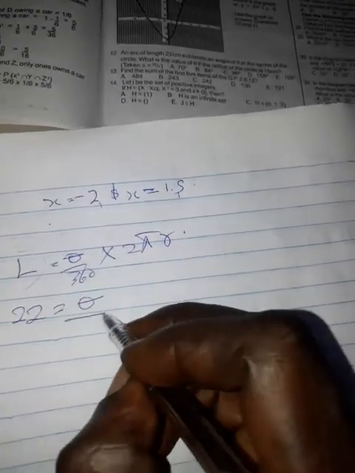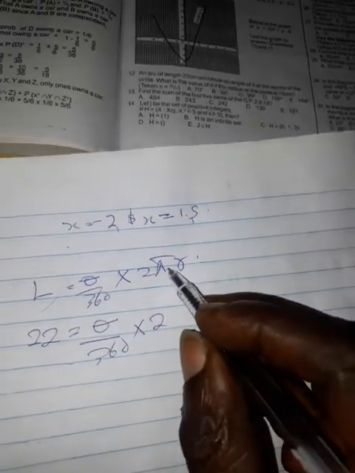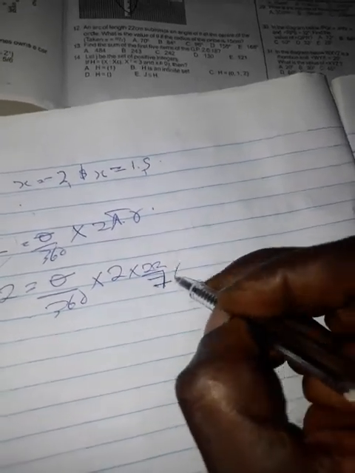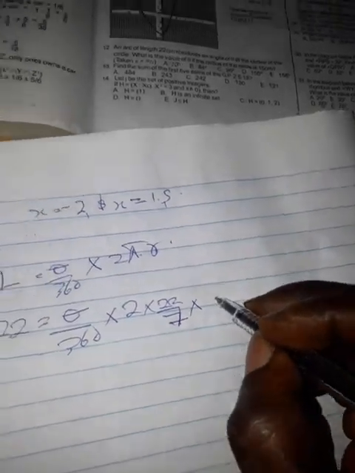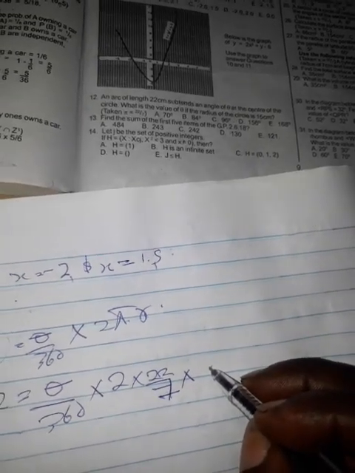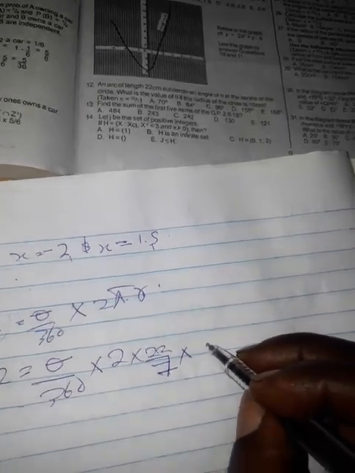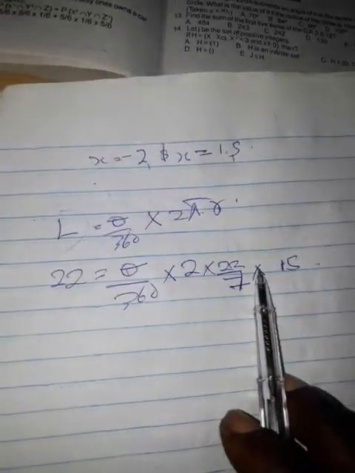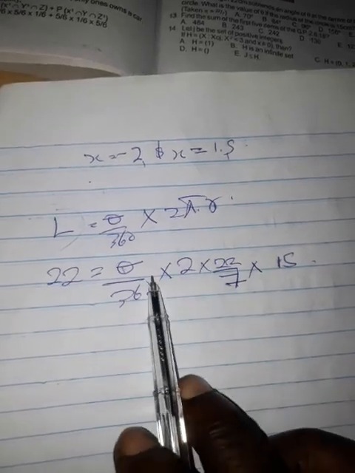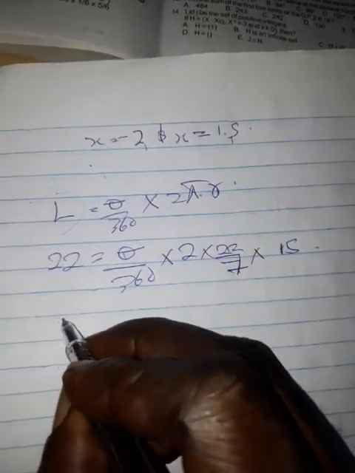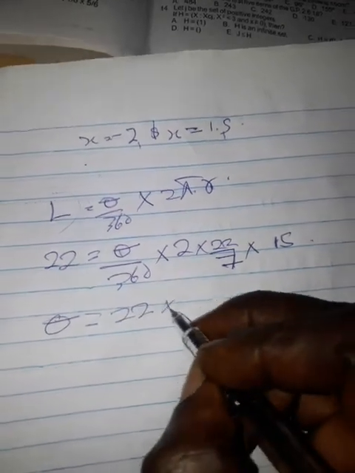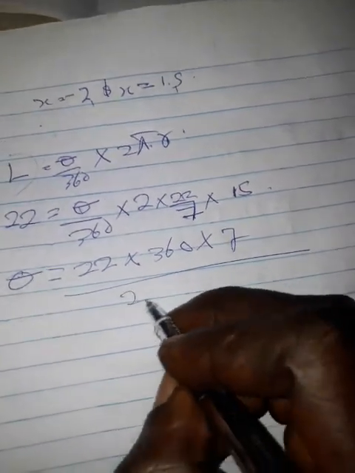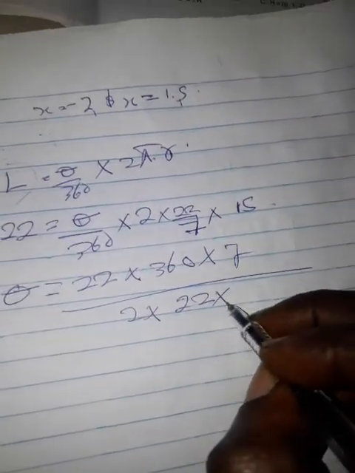You are looking for theta over 360 times 2, and you are already given pi from the question to be 22 over 7, multiplied by your r, which is 15. If you look at question number 12, the radius of the circle is 15. I'm looking for theta, which means theta will multiply everything here. So in shortcut, theta equals 22 times 360 times 7 all over 22 times 22 times 15.